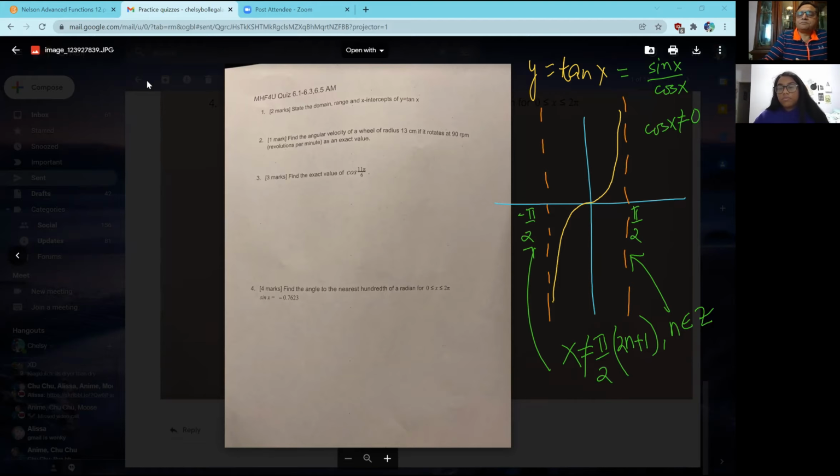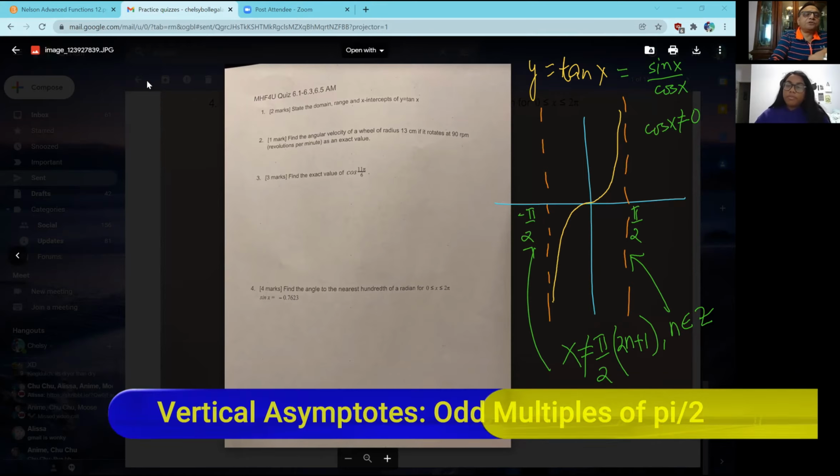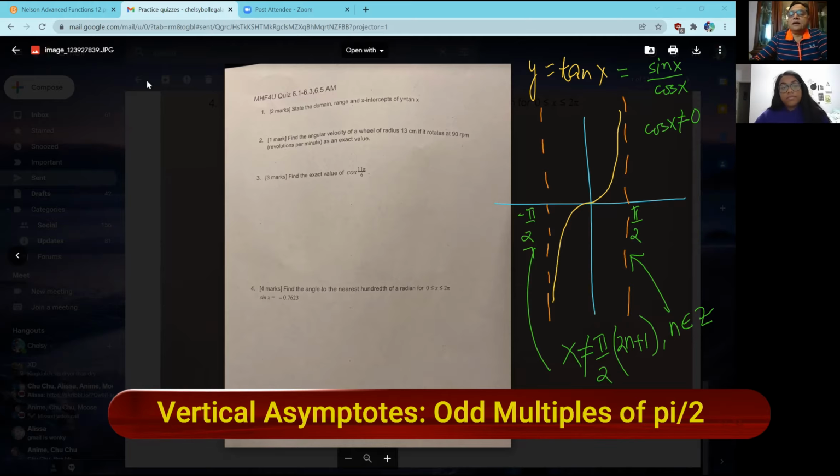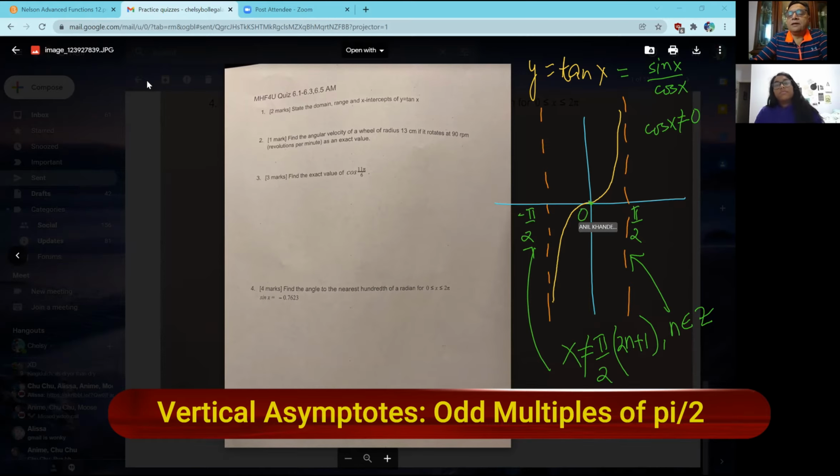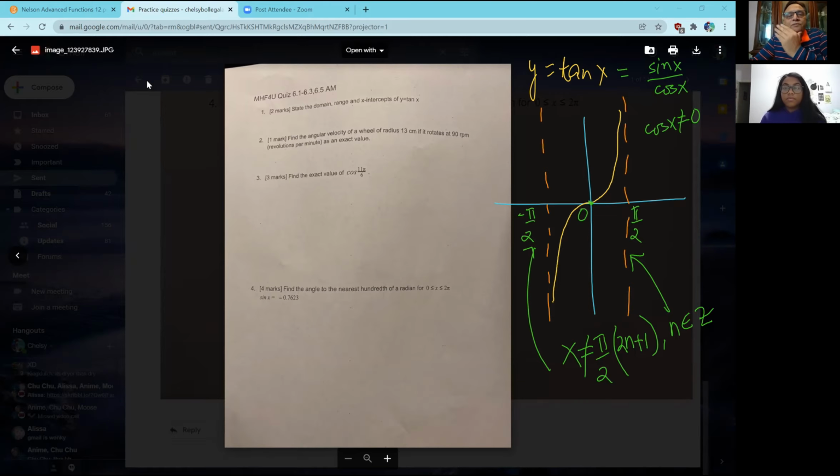Correct? Could you explain the 2n plus 1 one more time? Okay, so see, it is 0 at 0, correct? But it is a vertical asymptote at pi by 2. So if n is 1, then 2 times 1 is 2 and plus 1 is 3. So 3 is an odd number, 3 pi by 2, correct? Similarly, you get 5 pi by 2, 7 pi by 2. So these are the odd multiples of pi by 2, where we are going to have a vertical asymptote, right?